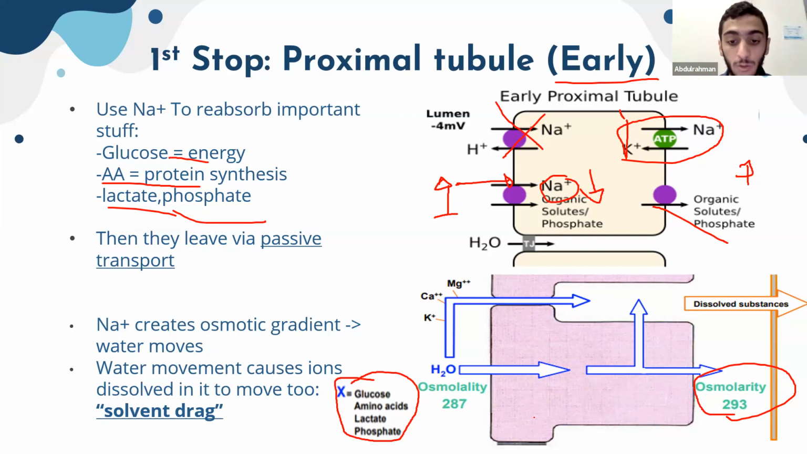Honestly, I'm not sure about the difference between osmolality and osmolarity. I always just associate this concept with this idea and it works. So I'm really not sure about the meanings, but just think about it that way.